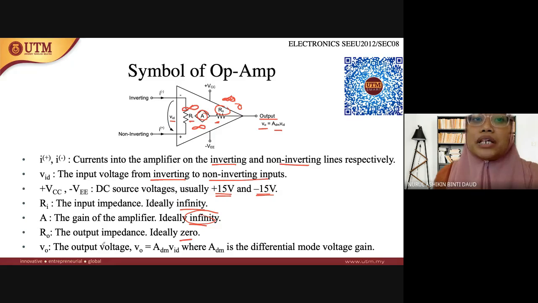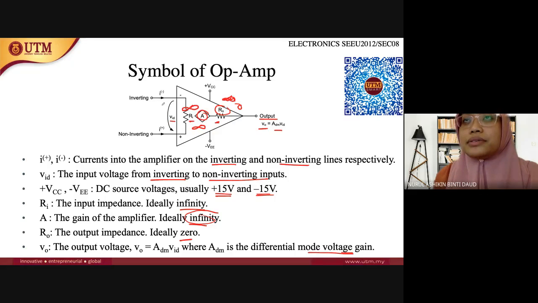Okay, so the output voltage VO is ADM times VID, where A is the gain, VID is the input voltage here, and ADM is the differential mode voltage gain. A is the voltage gain here. This is inside the op amp. We will look in more detail during the applications later on.